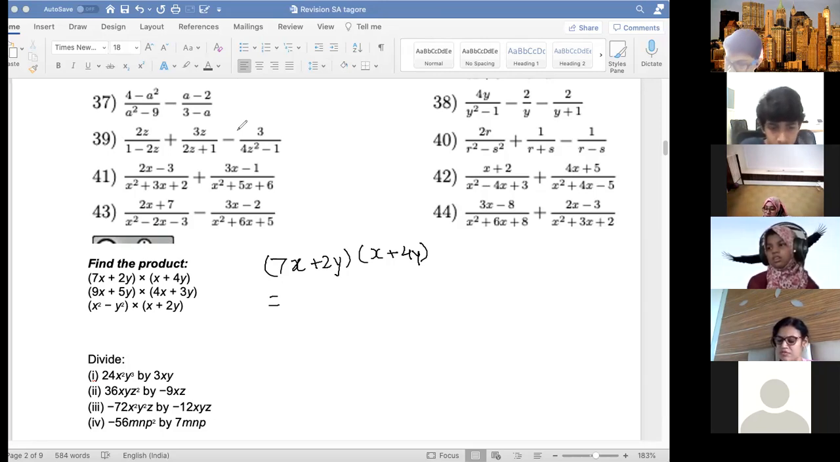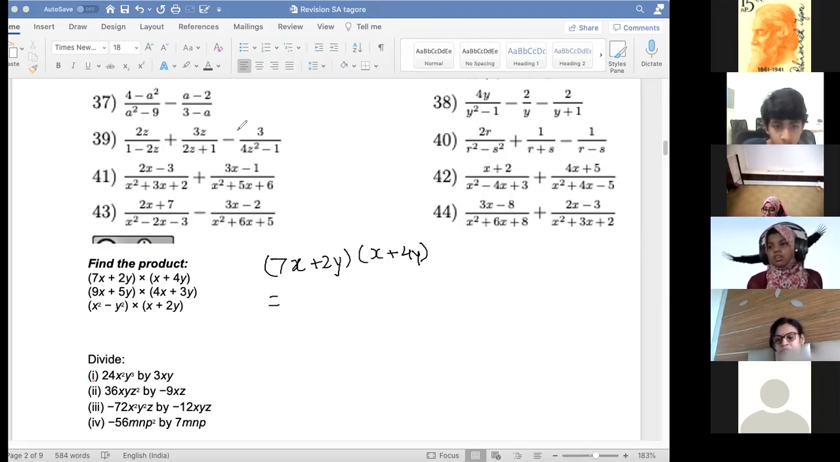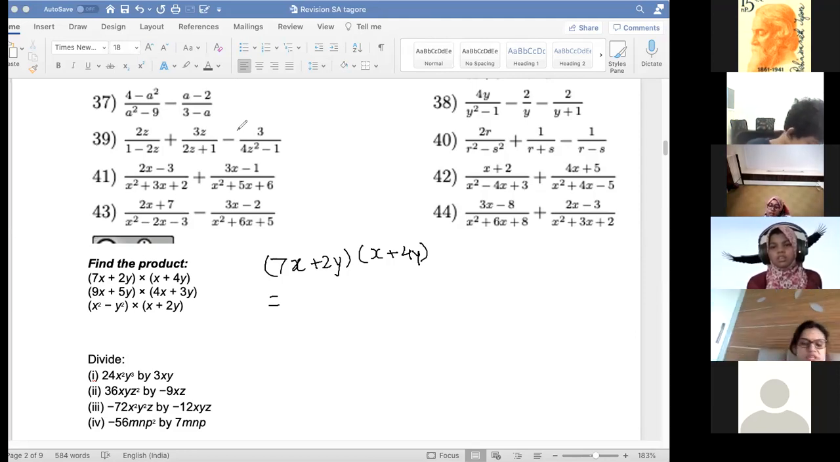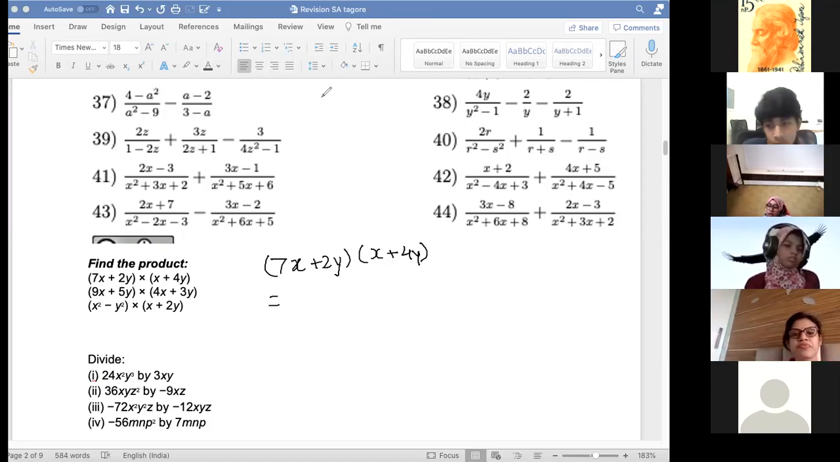Anyone has got it? First, you know how to multiply: 7x multiplied to both the terms, plus 2y multiplied to both the terms. What is the answer? 7x square plus 30xy plus 8y square. Correct answer. Okay, so I'm writing this answer over here.